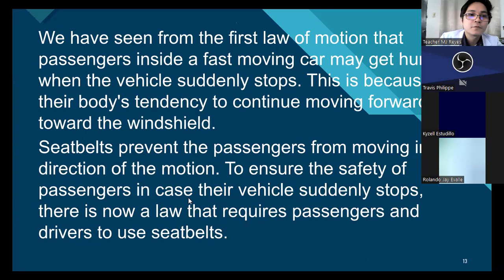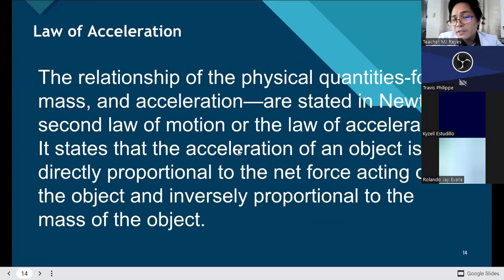Okay, let's move forward. The second law of motion by Newton is the law of acceleration. The relationship of the physical quantities force, mass, and acceleration is stated in Newton's second law of motion, which is the law of acceleration. It states that the acceleration of an object is directly proportional to the net force acting on the object and inversely proportional to the mass of the object.